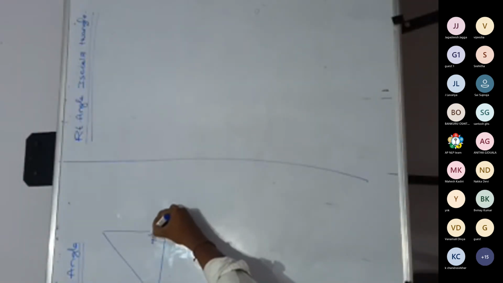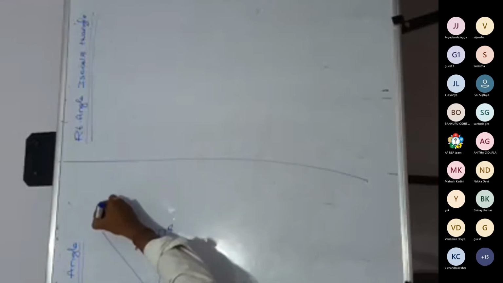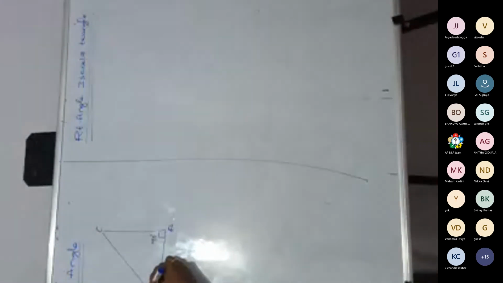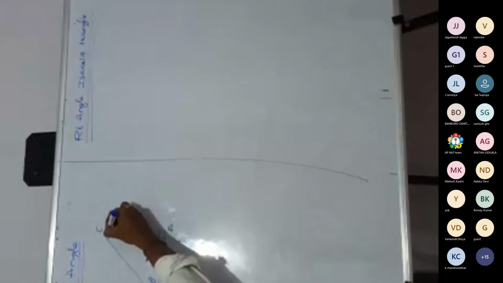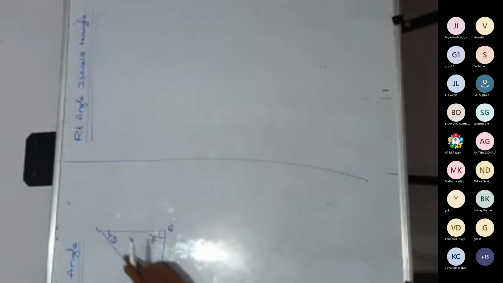Definitely, this is the right angle triangle. One angle is 90 degrees. The other two angles are 30 and 60. Why are you taking 30 and 60, sir? Because in a triangle, the sum of the angles is 180. If one is 90, then the remaining two are 30 and 60, and 90 plus 90 is 180.